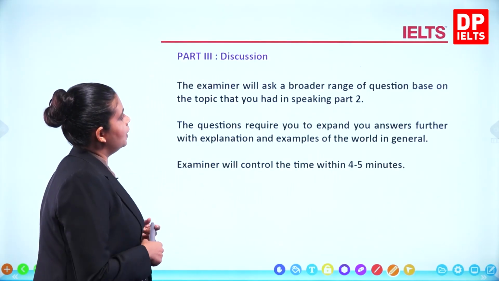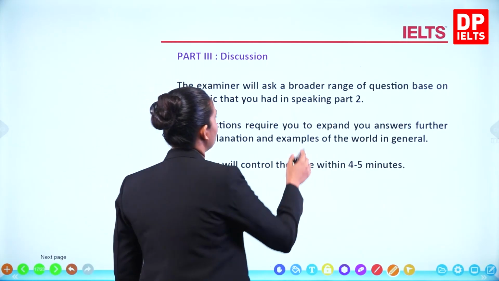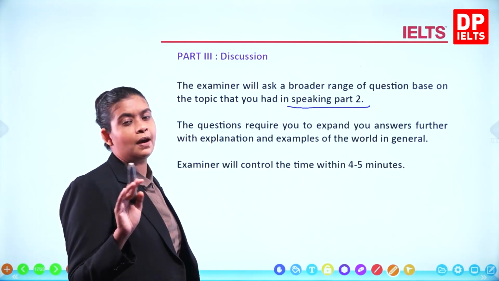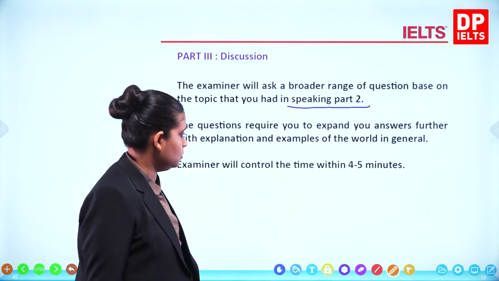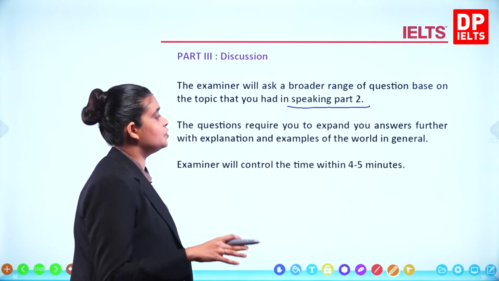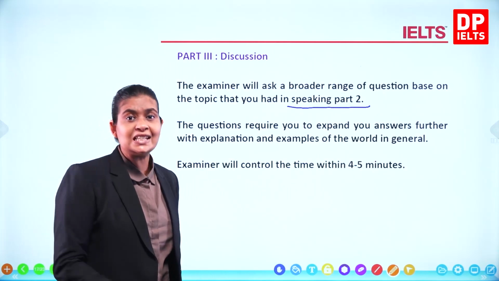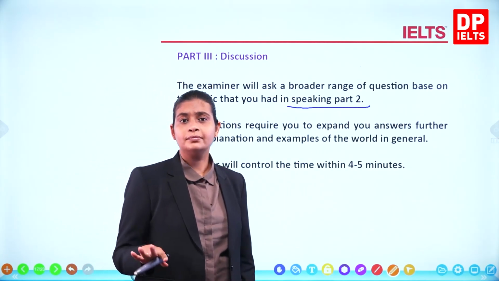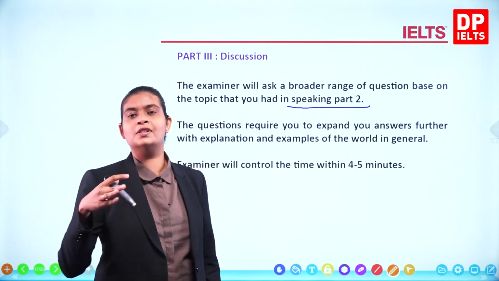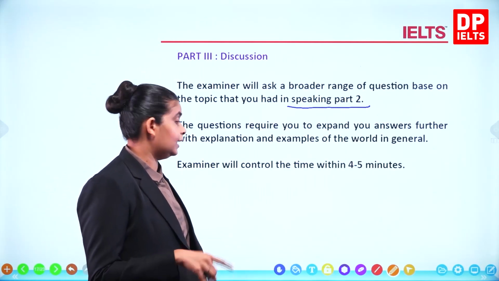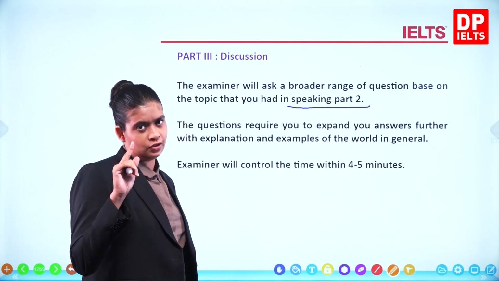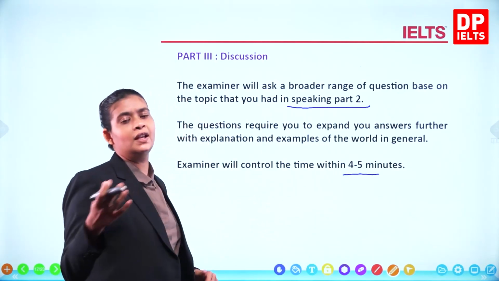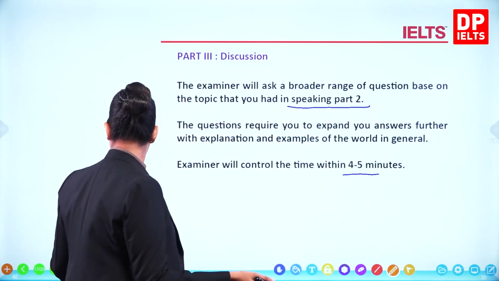So, moving on into part 3, now they're going to ask you broader topics which you discussed in part 2. So, part 2, it was about describe a piece of art that you like. Here, you will have questions and you will have to expand and give detailed answers, not just yes, no, and why. Here, you will have to give examples and elaborate on your answer. Here, for all the questions, not one question, for all the questions, you have 4 to 5 minutes. The number of questions will depend on the length of your answer, right?